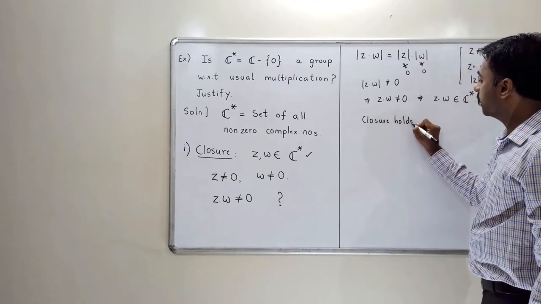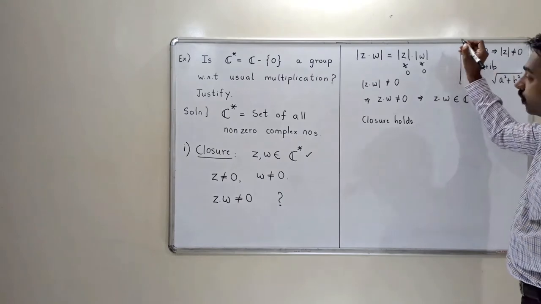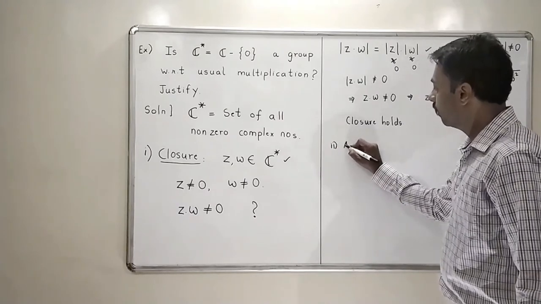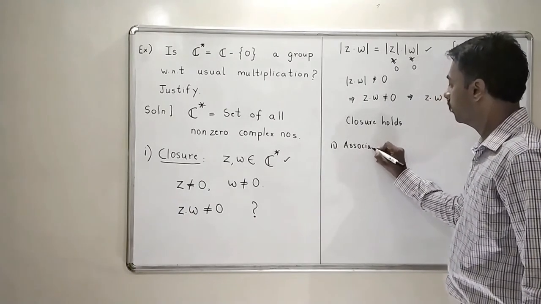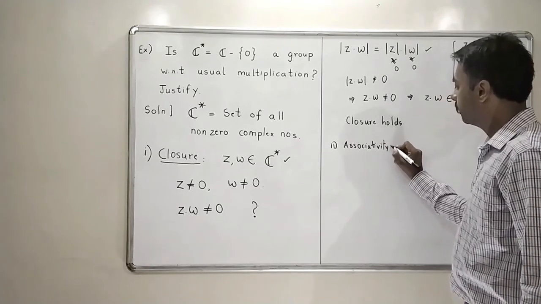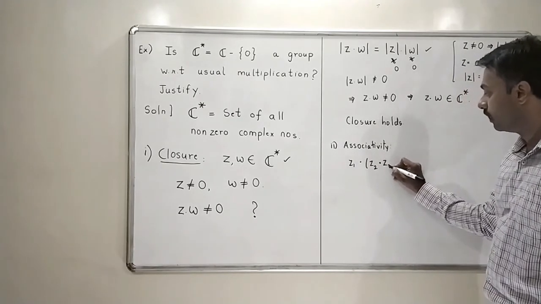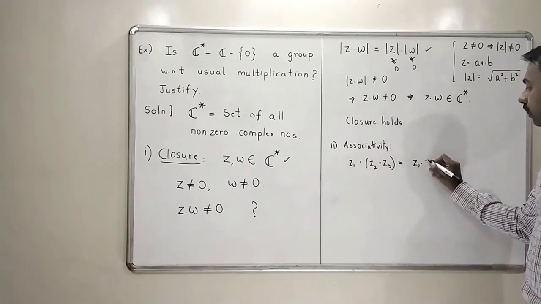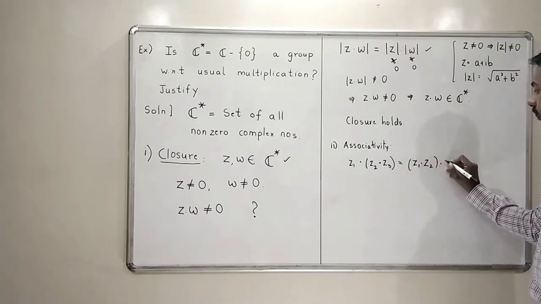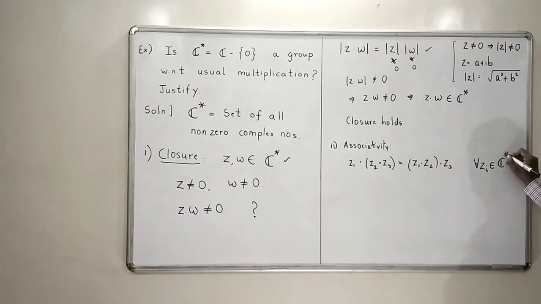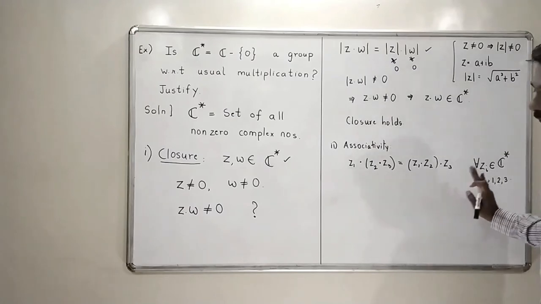Once I'm done with this, I really want you all to check this particular property. The second thing is associativity. For associativity, we have to check that Z1 multiplied by (Z2 dot Z3) is equal to (Z1 dot Z2) and then dot Z3. You can check this property where all these Zi's belong to C star, where i goes from 1 to 3.